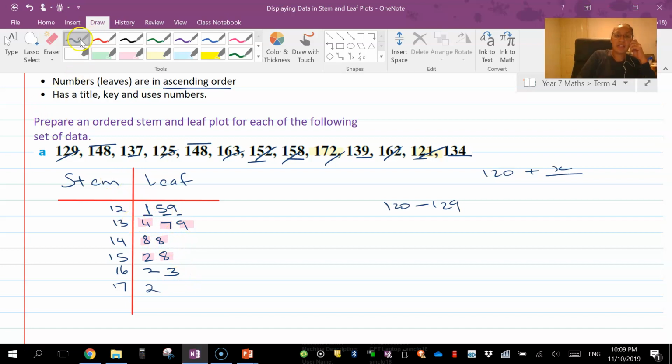Now the last thing that we need is our key. So your key equals 13 bracket, I'll turn that into a 4, equals 134, whatever it is that you're measuring.